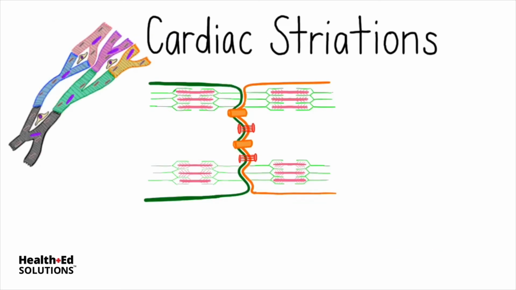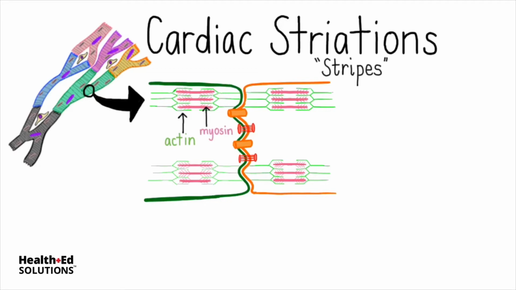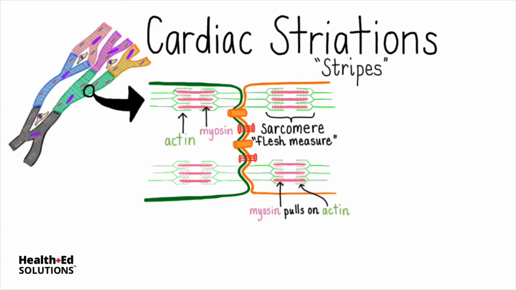Just as in skeletal muscle, there are microscopically visible striations, which literally means stripes. These are formed by the overlap of actin and myosin filamentous proteins. These overlapping proteins form what is called a sarcomere, and this word literally means flesh measure. These sarcomeres contract in long, repeating rows. Myosin pulls on actin, which shortens the muscle fibers.